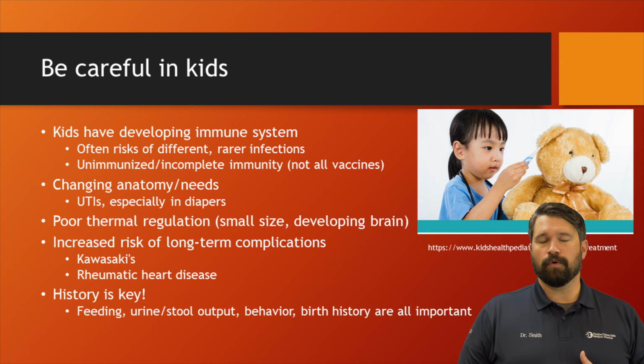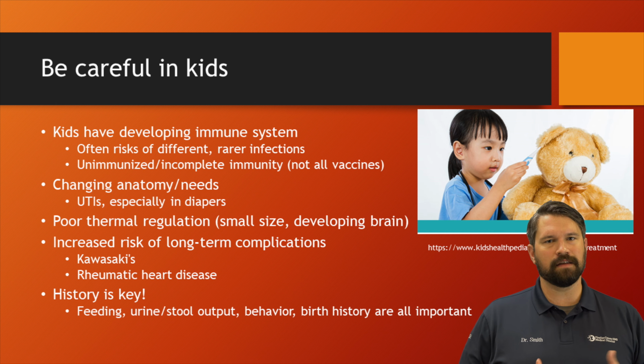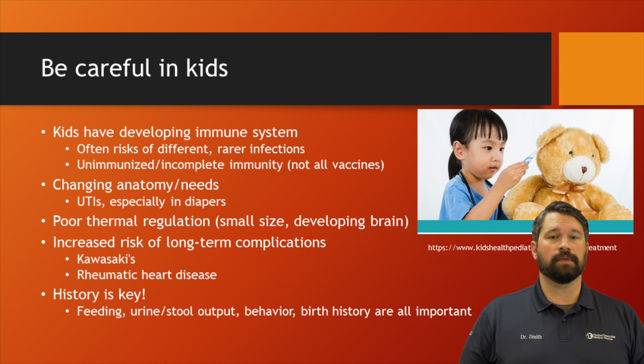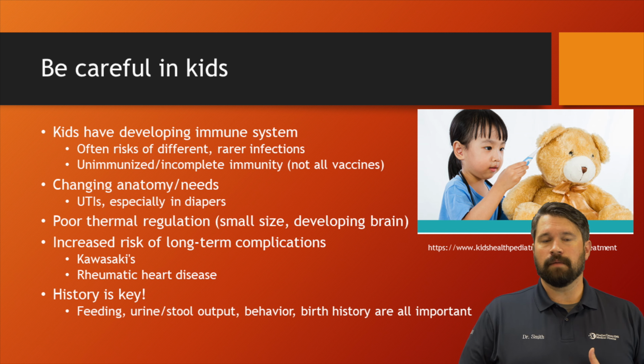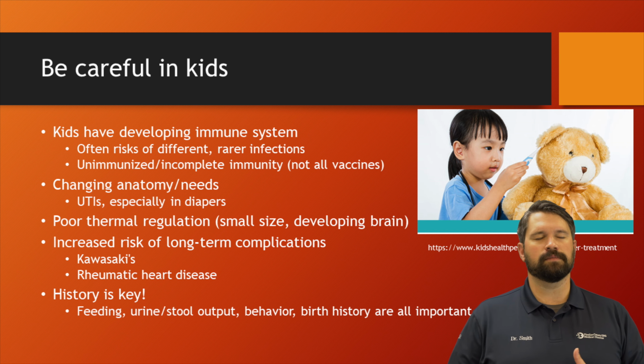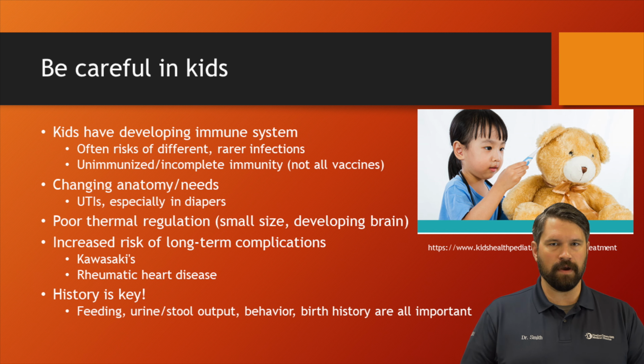They also have a developing brain, so it's constantly being changed. Their blood-brain barrier hasn't fully developed, so there's an increased risk for meningitis. A lot of things can happen in children. They also have an increased risk of long-term complications. Fevers can cause Kawasaki's disease, which can be dangerous to the heart. Children with certain upper respiratory infections can later on in life develop rheumatic heart disease. Luckily, thanks to modern antibiotics, this is becoming a very rare condition.